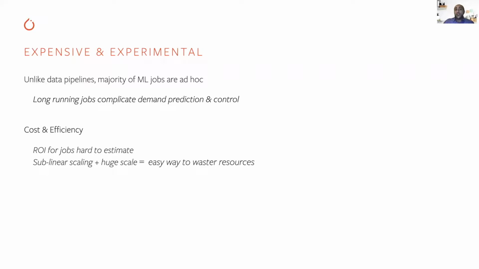So far, we have seen that ML training has many challenges, from scale to reliability. ML training also has scheduling challenges. Unlike data pipelines, the majority of ML jobs are ad hoc. The long-running nature of these jobs makes demand prediction and control a challenging task. Since these jobs are experimental in nature, the ROI is very hard to estimate. This, combined with sublinear scaling and the huge scale, makes it very easy to waste resources.